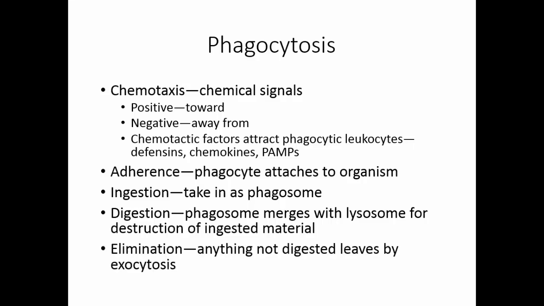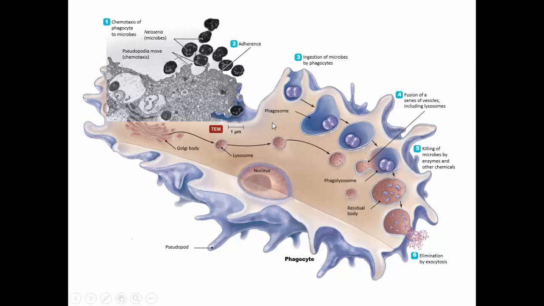Anything that's not digested will be eliminated by exocytosis from the cell. Basically, the cell is using this bacterial cell as food. So in the process of phagocytosis, we have adherence, ingestion, digestion, and elimination of anything that wasn't digested.